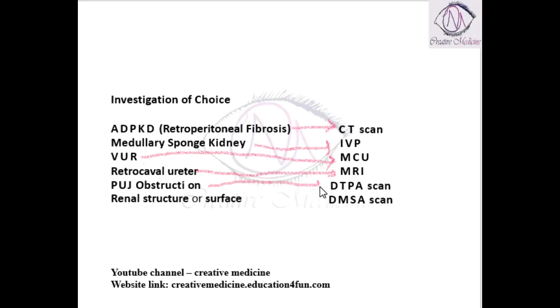Investigation of choice for pelviureteric junction obstruction is DTPA scan, the diethylenetriamine pentaacetic acid scan, which is a radioactive scan used for knowing the dynamic function of the kidney. Investigation of choice for renal structure or surface is dimercaptosuccinic acid scan.